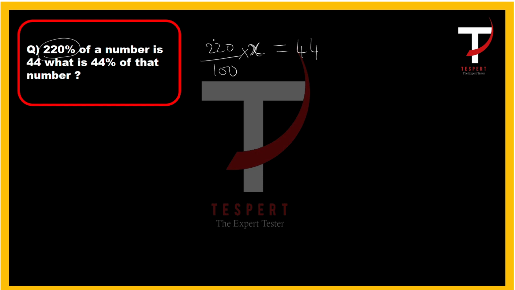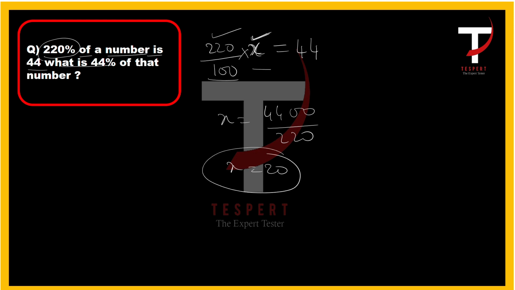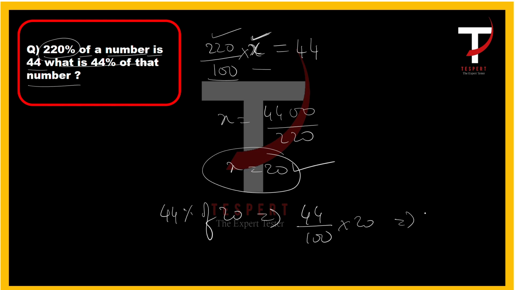Did you understand? This 220% of a number, we assume that number to be x. Let the number be x, right? 220% of the number is 44. Okay. So find out x here. x will be equal to 44 by 220 by 100. So x is equal to 20. Now the question is, what is 44% of that number? So what is 44% of 20? So 44% of 20 is equal to 44 by 100 into 20. This is equal to 8.8. That means 44% of 20 is 8.8.